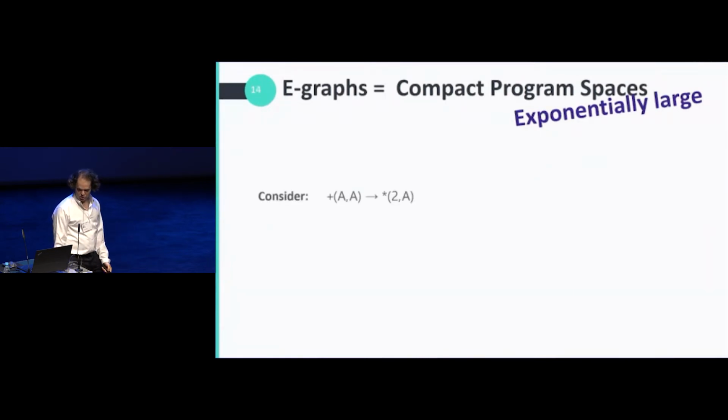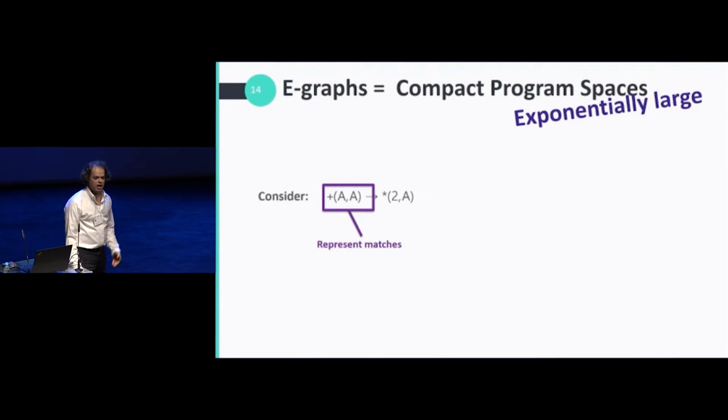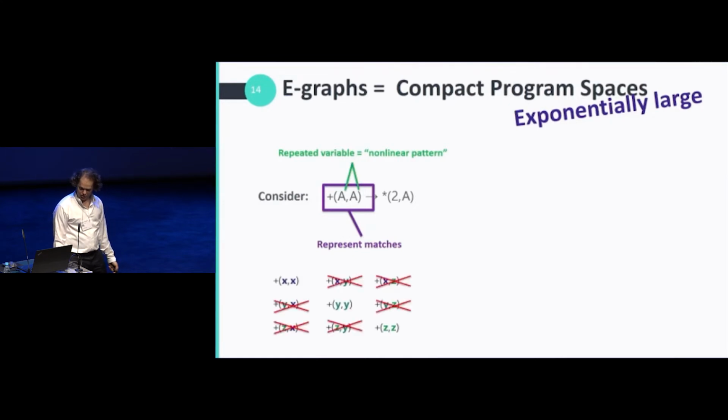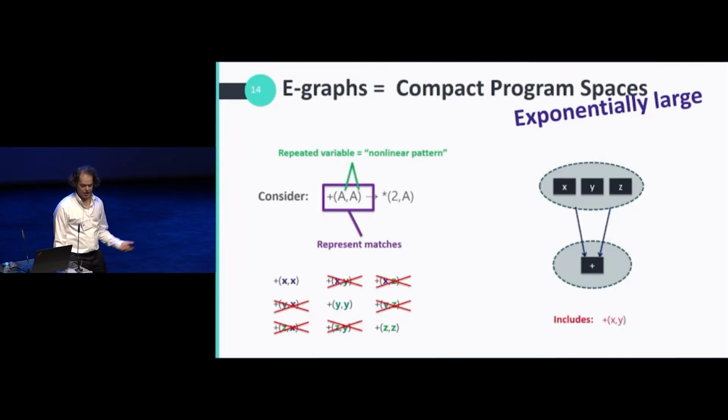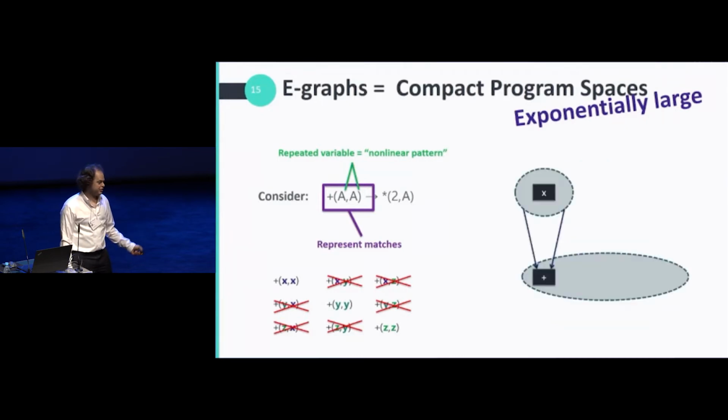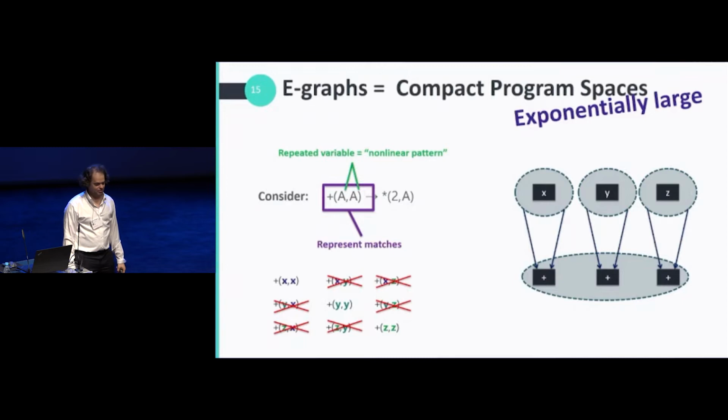But now I'm going to add a constraint. I have a rewrite rule: A plus A rewrites to 2 times A. And I want to represent all the programs that match this. This is a nonlinear pattern. So fewer programs than I had before, a strict subset. We can't use the same representation because that lives in things like X plus Y. I don't want X plus Y, I want X plus X. So with E-graphs, you have to write it down like this. And this is not so compact anymore.